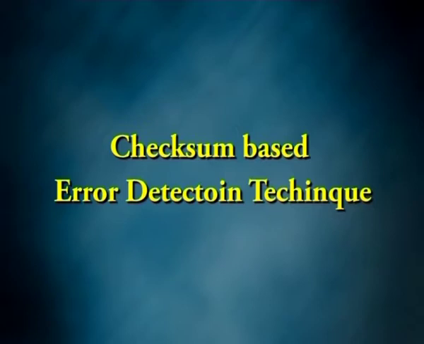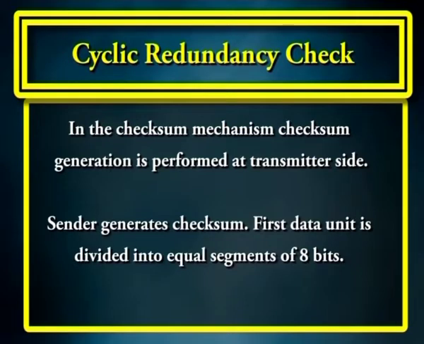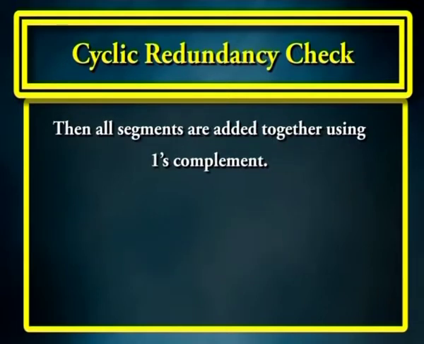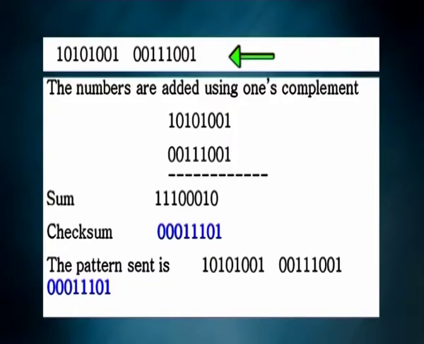Checksum is the third method for error detection. In the checksum mechanism, checksum generation is performed at the transmitter side. The sender generates the checksum. First the data unit is divided into equal segments of 8 bits. Then all segments are added together using 1's complement. Then the result is complemented. It becomes the checksum, which is sent along with the data unit. An example is explained in the figure.